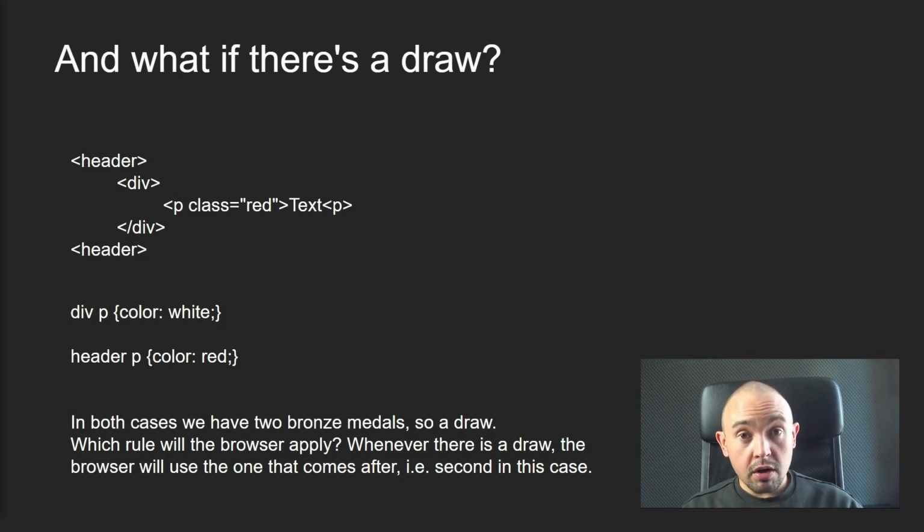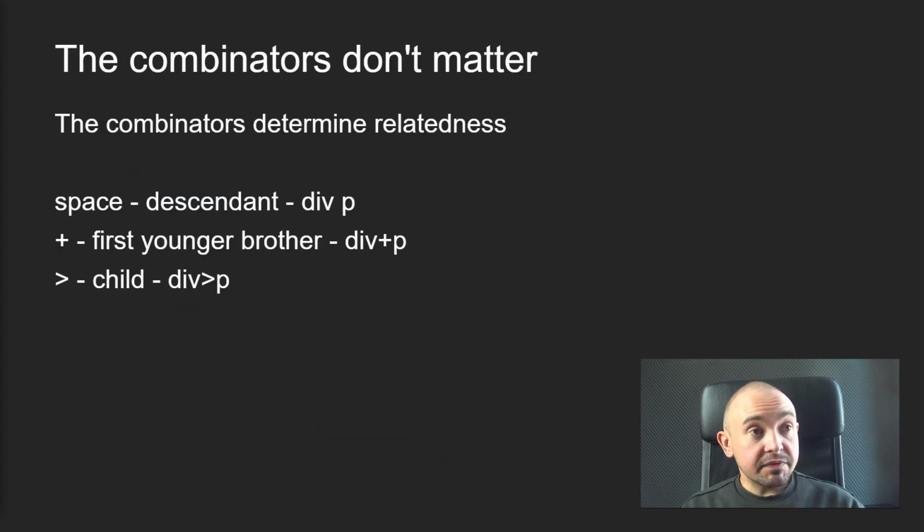Whenever there's a draw, the browser will use the one that comes after, which is second in this case. So the header p rule will be taken into account. But if we would switch these rules in order, the div p rule would be applied because it would come after the first one in a draw. Remember that in the medal classification, the combinators don't matter. They are irrelevant for cascading.